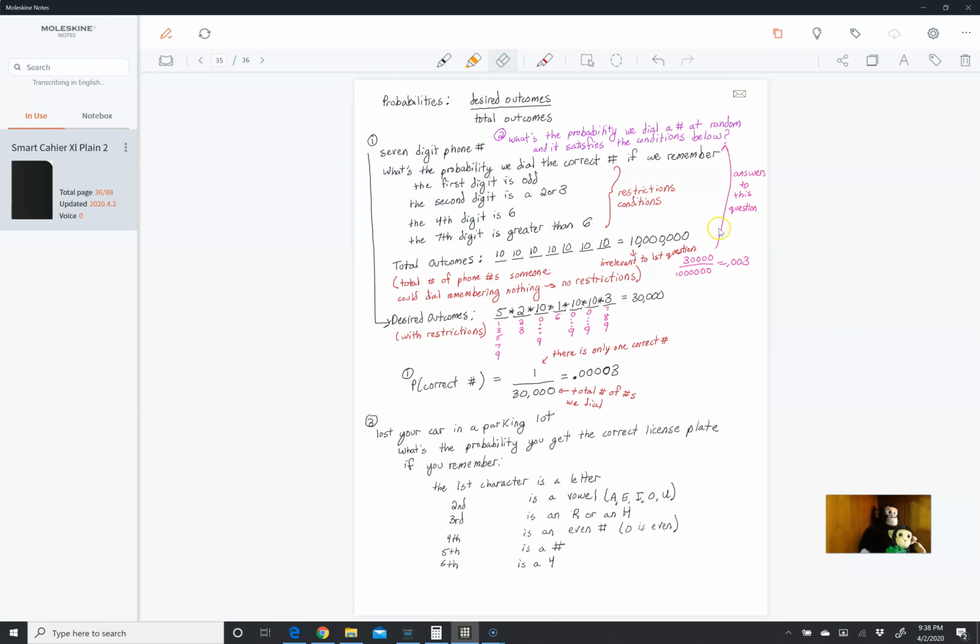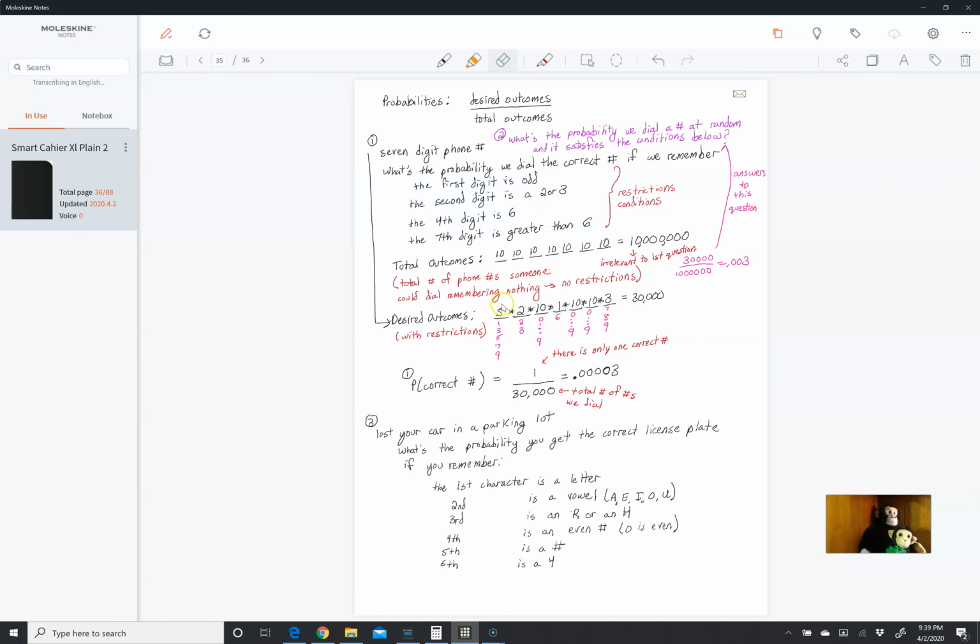That's irrelevant to the first question, okay? So our desired outcomes are really the possible phone numbers that we have. So we have 7 digits. We know that the first digit is odd, so we don't have to dial all numbers. We are only dialing either a 1, 3, 5, 7, or 9, so there are only 5 possibilities.